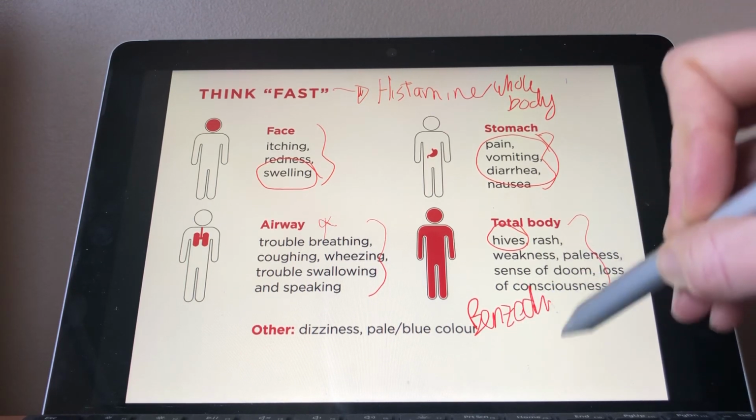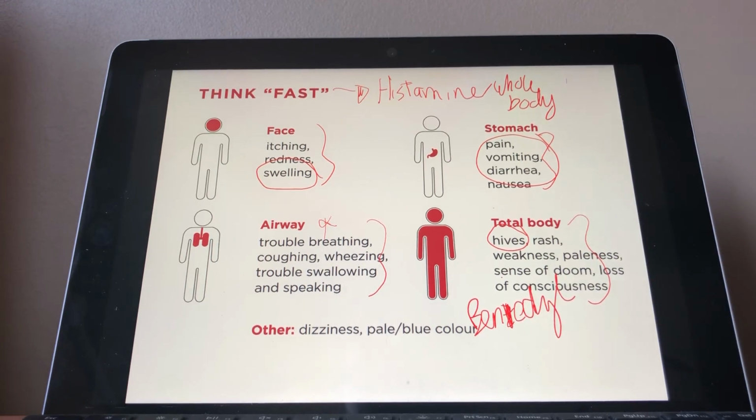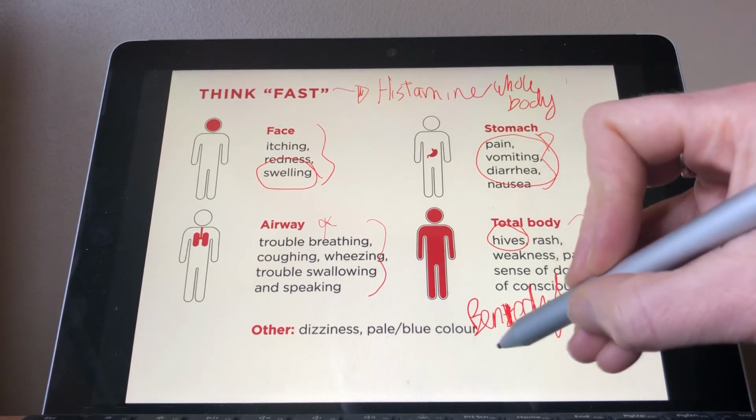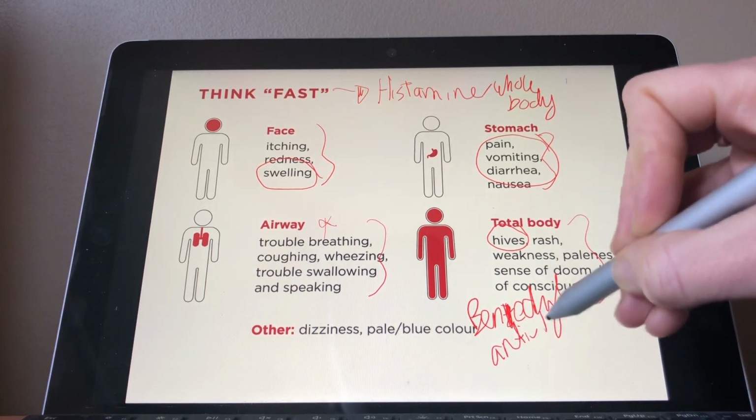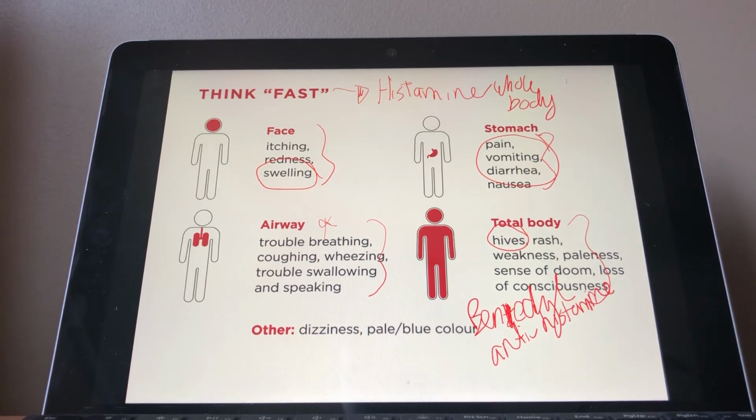Now, I don't know if you guys have ever taken Benadryl. I don't think I spelled that right. There's no Z in it. Benadryl is an antihistamine. So if you think opposite, it's trying to get rid of the histamine out of the body. So it's basically a chemical reaction that is reversing the reaction of the histamine.